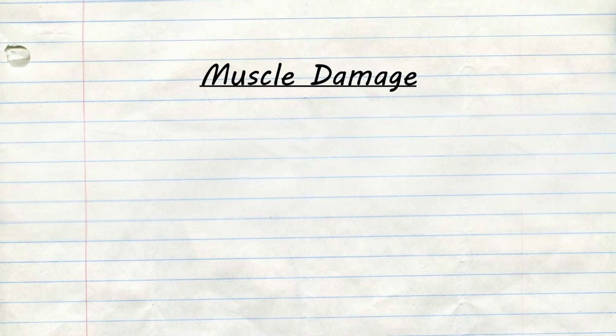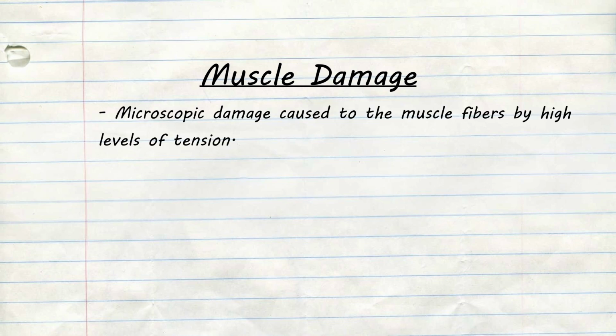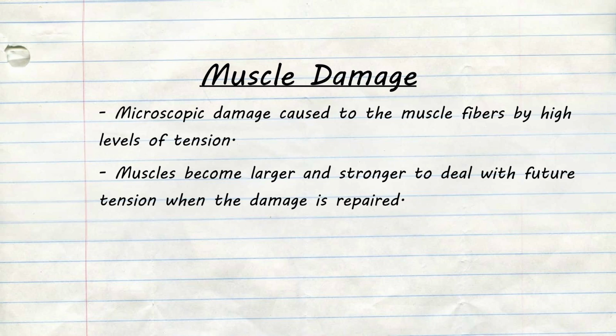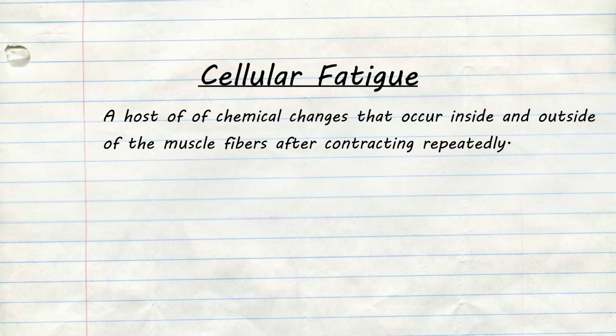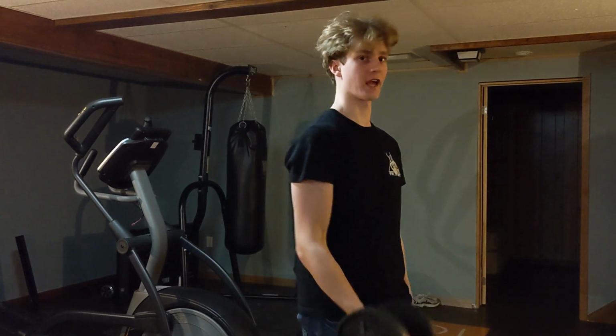Muscle damage is microscopic damage caused to the muscle fibers by high levels of tension. The damage needs to be repaired, which makes muscle fibers larger and stronger to deal with future tension. Cellular fatigue is a host of chemical changes that occur inside and outside of the muscle fibers after contracting repeatedly. For example, repeating the same movement over and over again can cause cellular fatigue. Many studies show that out of the 3 stimulants of muscle growth, mechanical tension is actually the most important.